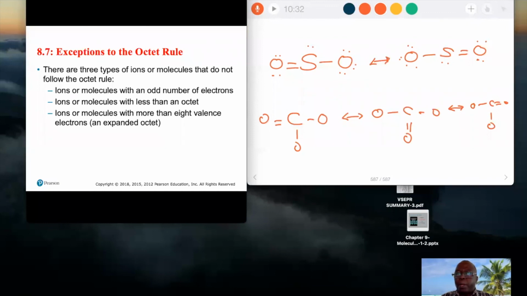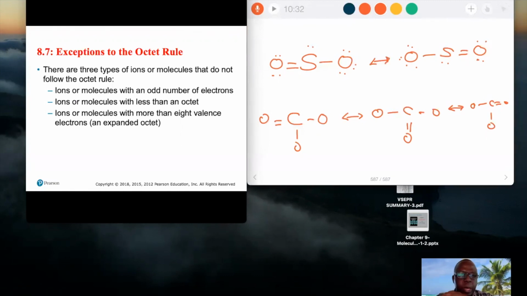To wrap up chapter 8, there are exceptions to the octet rule. Whenever you draw the Lewis structure, there are some exceptions where the octet rule is not obeyed and it's still an acceptable Lewis structure.